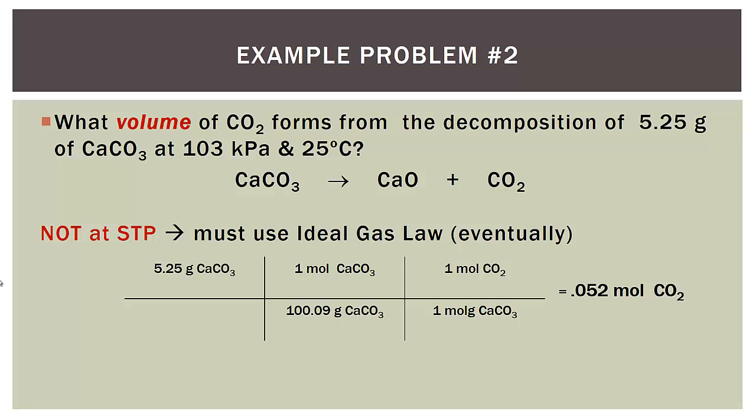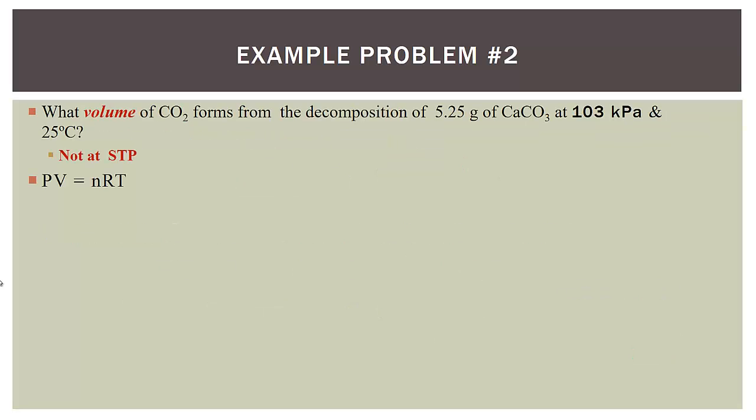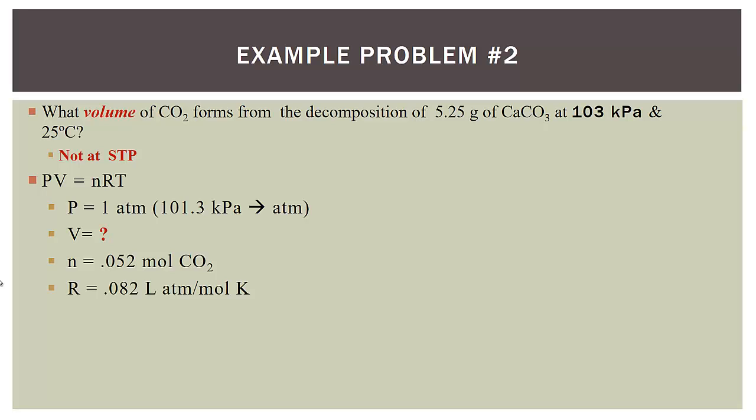Now, if this was at STP, we'd just be able to convert that to liters, but we're not at STP. So what we need to do now is plug this into the ideal gas law to get our answer. Remember, not STP, so our ideal gas law is PV equals nRT. The pressure, once we convert it from 103 kilopascals, comes out to about 1.01. We're going to call it close enough to 1. Volume is what we're trying to find, and we figured out in a previous slide 0.052 moles. R we know is our constant, 0.0821 liter atmospheres per mole Kelvin.